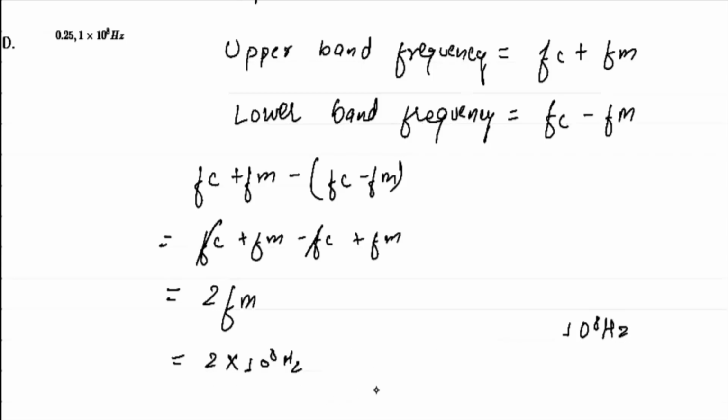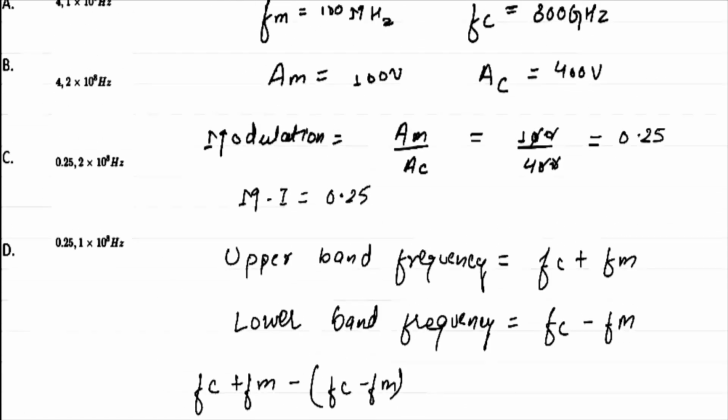So we have found the modulation index, which is 0.25, and the difference between the sidebands, which is 2 into 10 to the power 8 hertz. So let's see which option it matches. Option C, 0.25 modulation index and 2 into 10 to the power 8 hertz. Thank you. Hope you guys understand.